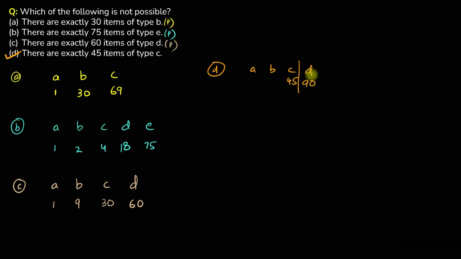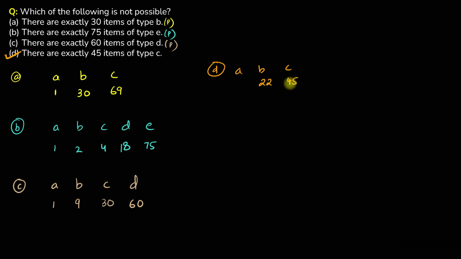But then the total items will become more than 100. So definitely there will be no other type. There will be exactly 3 types, A, B and C. Okay. Now if C is 45, what is the maximum value D can have? D can have a maximum value of 22, less than or equal to half of C.